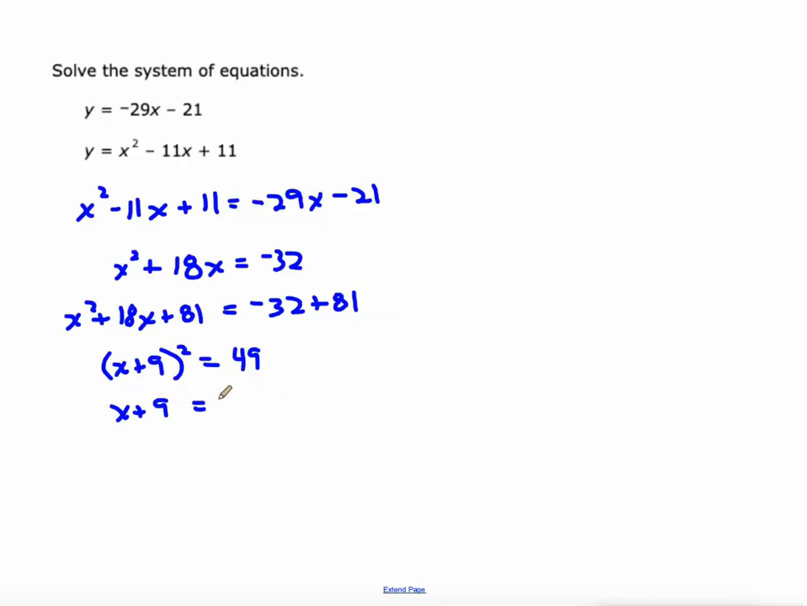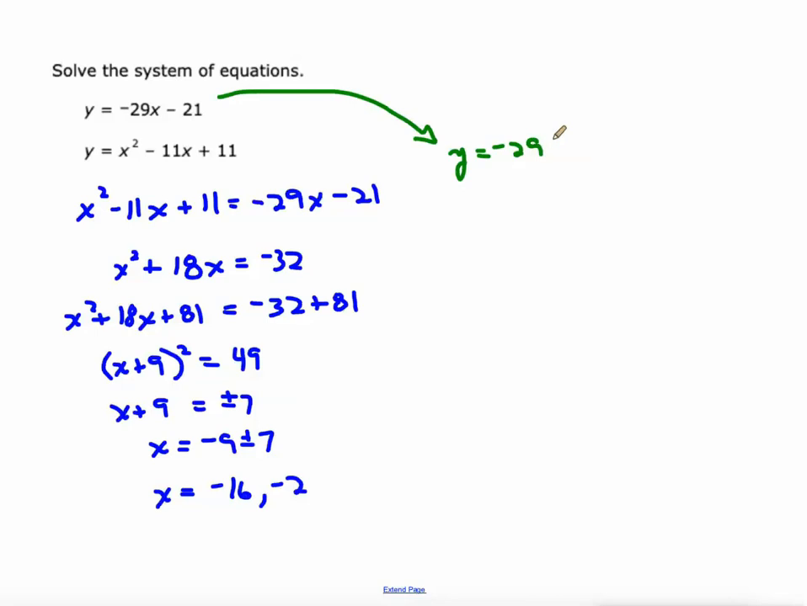We'll take the square root of both sides, plus or minus 7. So x is either negative 9 plus or minus 7. So negative 9 minus 7 is negative 16. Negative 9 plus 7 is negative 2. Those are the solutions. And then we can go ahead and figure out what y is. So y, actually, check that. I'm going to use the linear one.